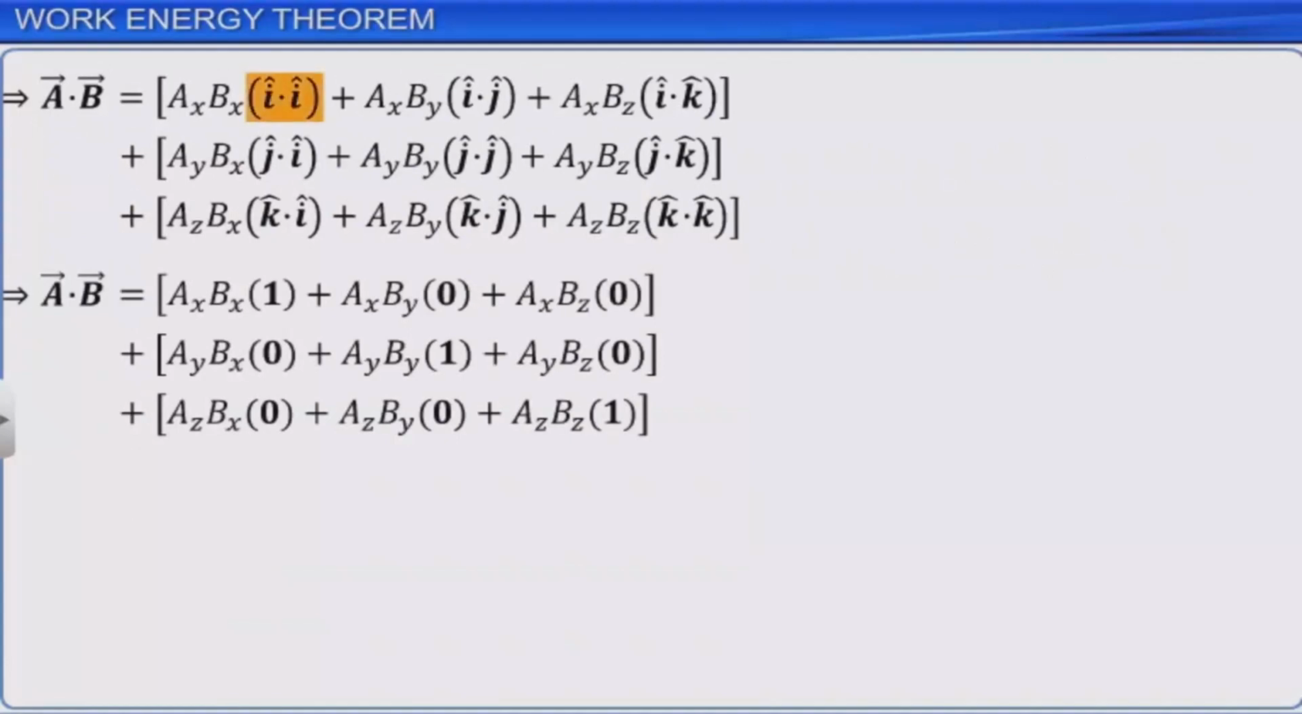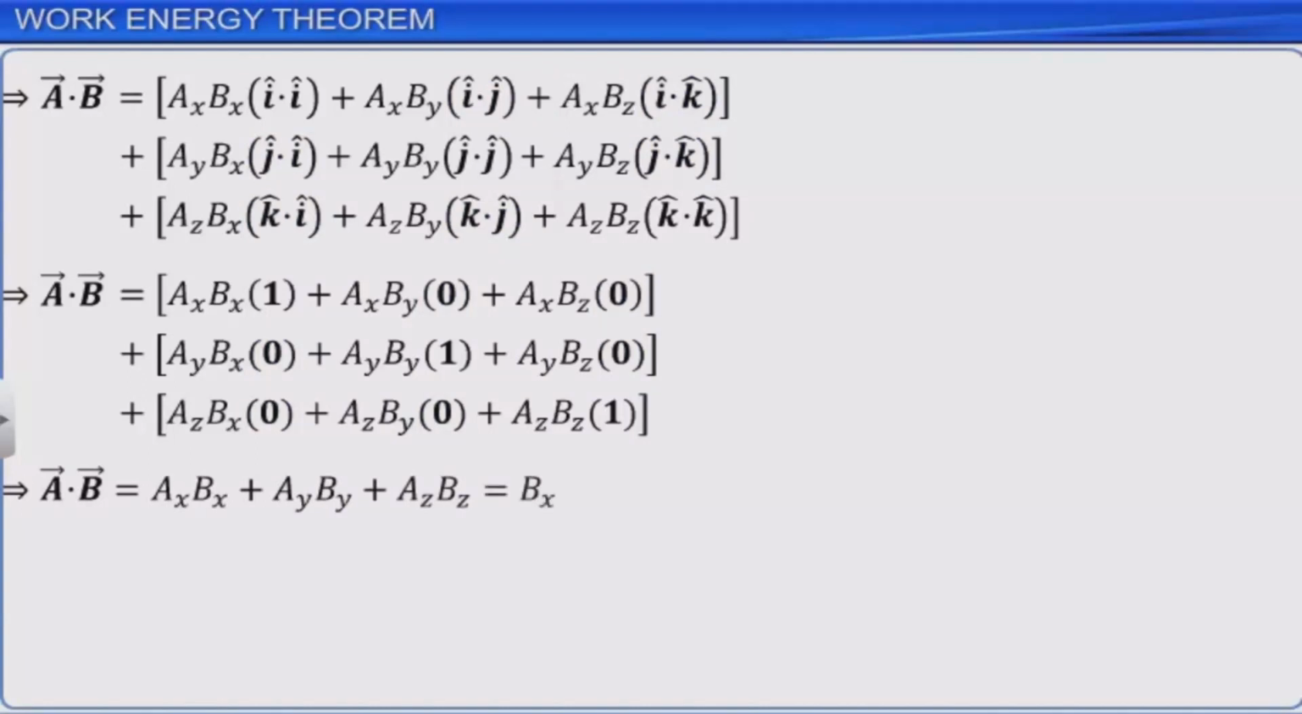Substituting the values of I dot I, J dot J and K dot K as 1 and the values of I dot J, I dot K, J dot I, J dot K, K dot I, and K dot J as 0, and simplifying, we get A dot B is equal to AxBx plus AyBy plus AzBz.